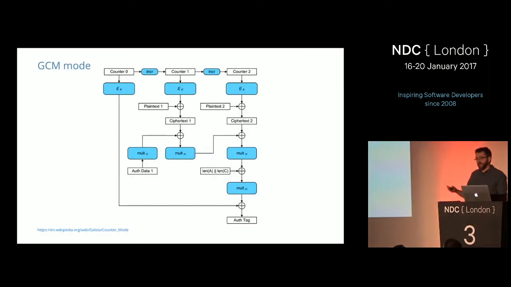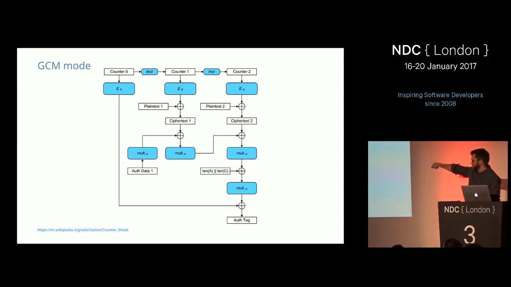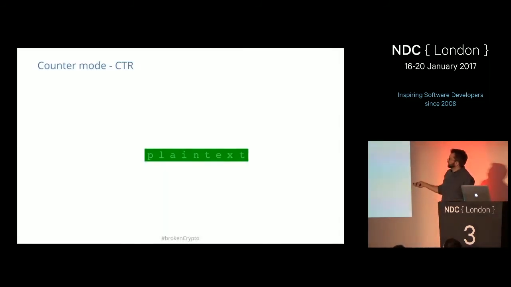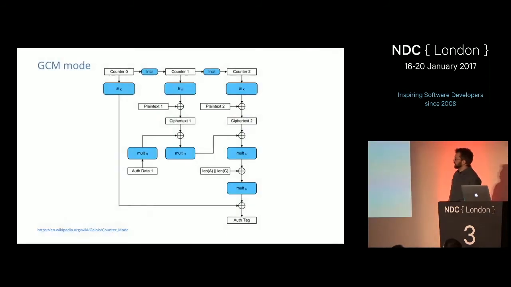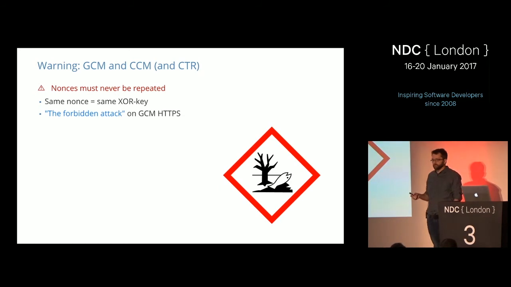So this is how GCM actually looks. The stuff that I just talked about is what's going on up here, but there's some stuff going on here and some stuff which takes these, which generates this tag that's going on down here. And we get a tag at the end. So this is what GCM adds to CTR. And there's been problems with this as well. There was something called the forbidden attack on GCM in HTTPS, where it was found that some implementations would reuse the nonce from time to time, and then it all falls apart.